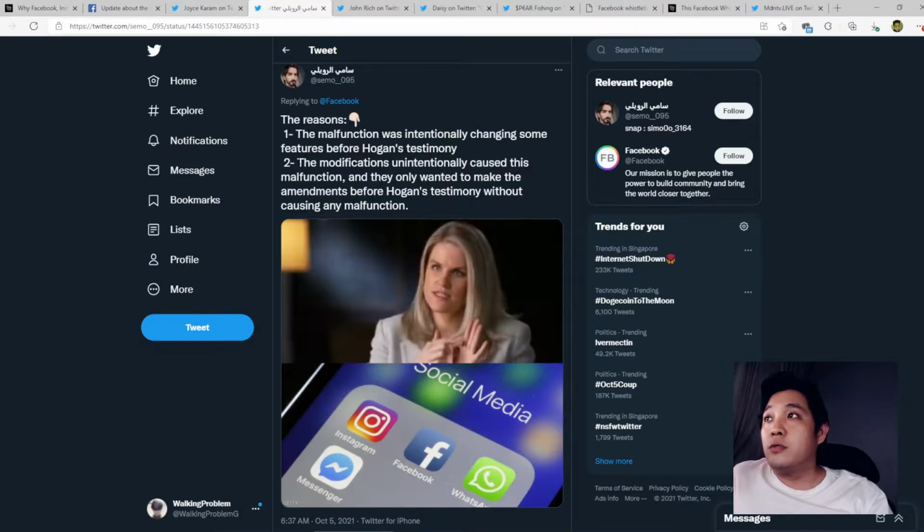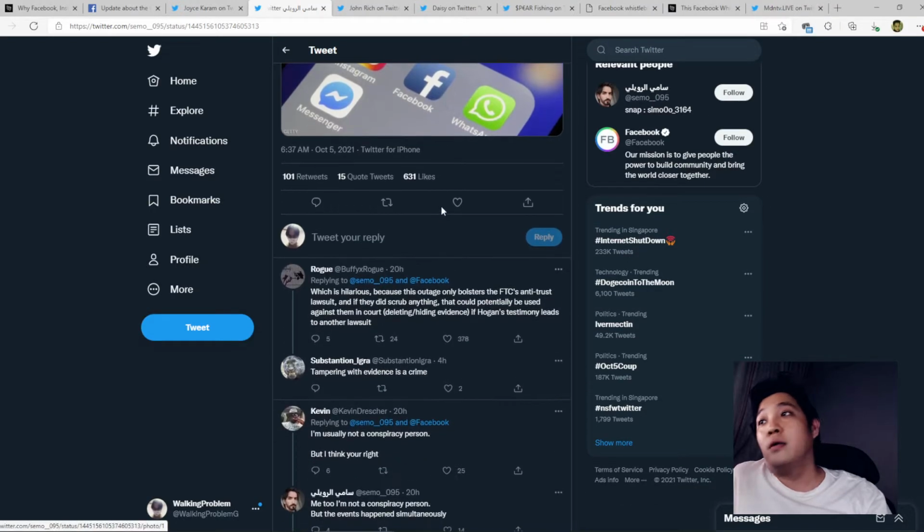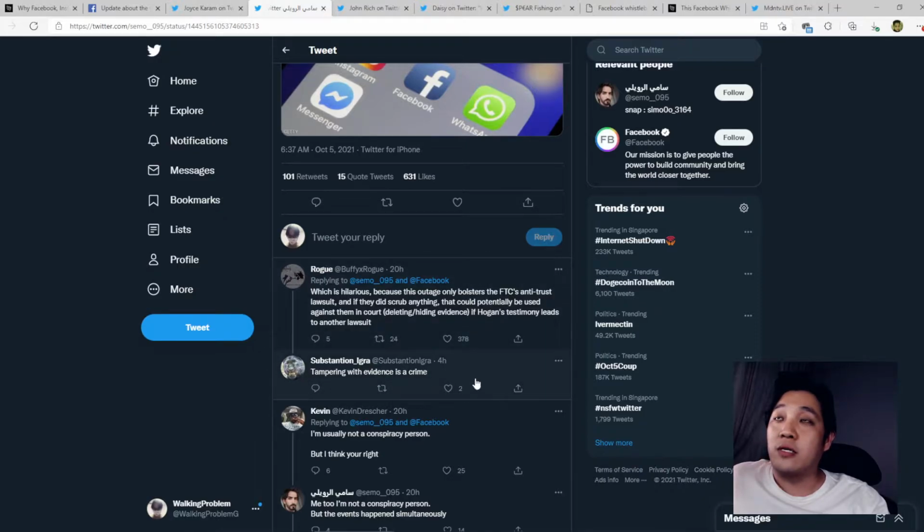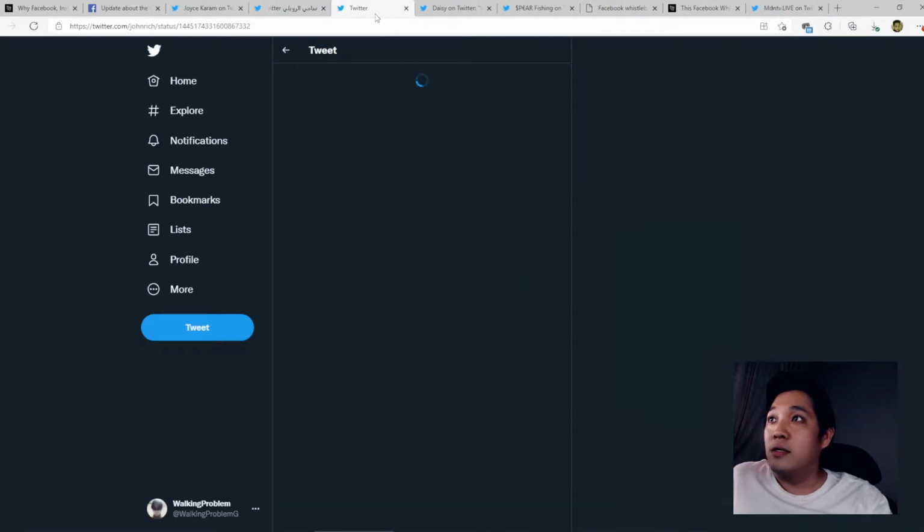So, a modification unintentionally caused a malfunction, and they wanted to make the amendments before the testimony without causing a malfunction. But people do say that it boosted the FTC's antitrust lawsuit. If they did scrub anything, it can potentially be used against them in court. But I don't think so. Tampering with evidence is a crime. I don't think that's the case.